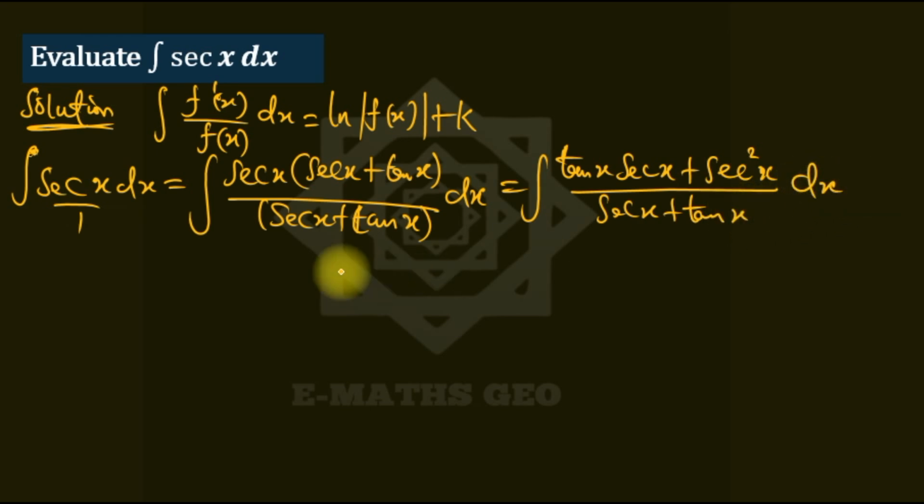So what do you notice? If I differentiate the denominator, I will get the numerator. Yes, the derivative of sec is tan x sec x plus the derivative of tan is sec squared x. Therefore, the integral of this, since the derivative of the denominator is the numerator, the answer is ln sec x plus tan x.